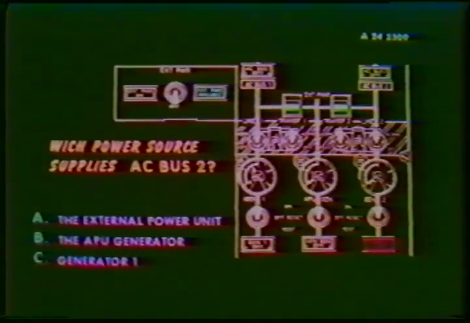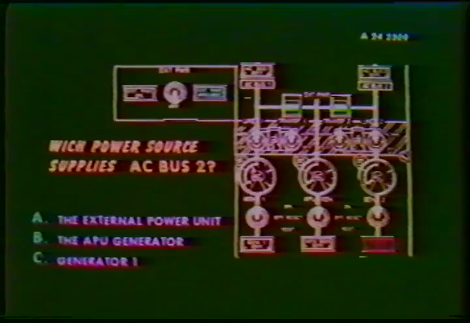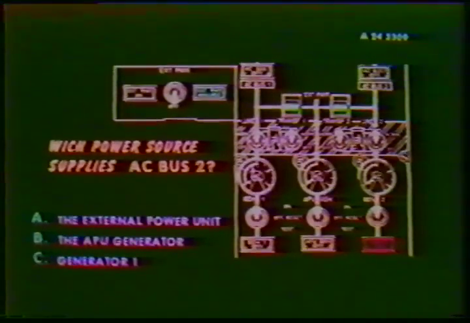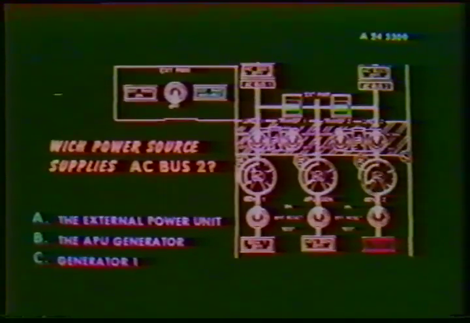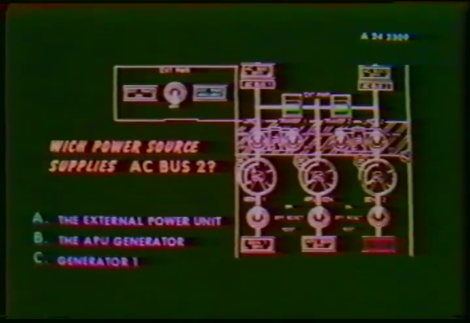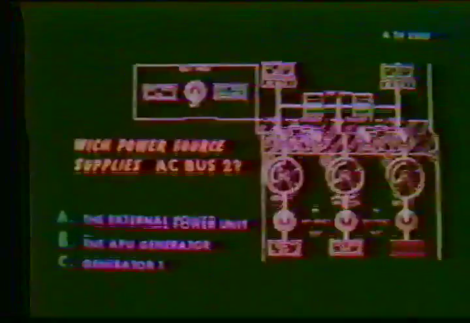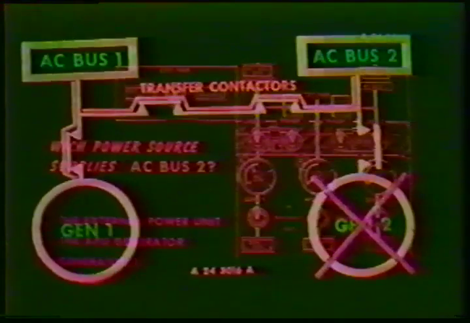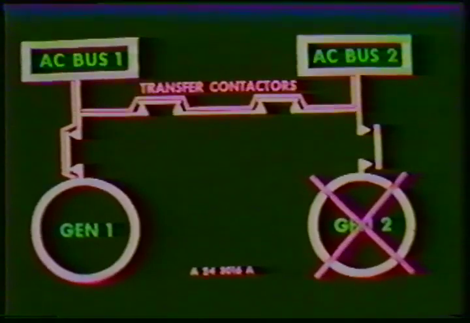Which power source supplies AC bus 2? A, the external power unit. B, the APU generator. C, generator 1. C is correct because the load indicator of generator 1 is the only one showing a load indication, and the transfer contactor magnetic indicators are in line.